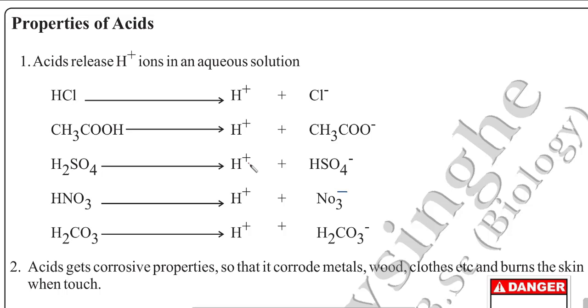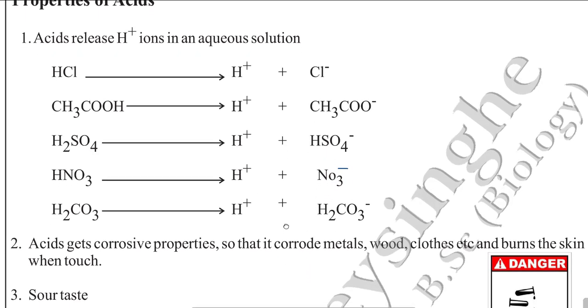H2SO4, one H goes as H plus and HSO4 minus. HNO3, nitric acid, divides like that, H goes as H plus and the NO3 group goes as NO3 minus. This O should be capital. Look, there's a printing mistake.